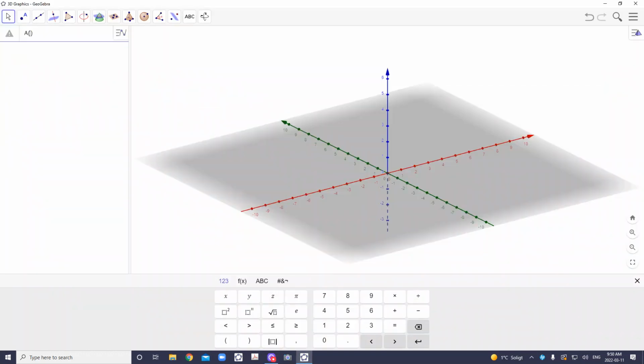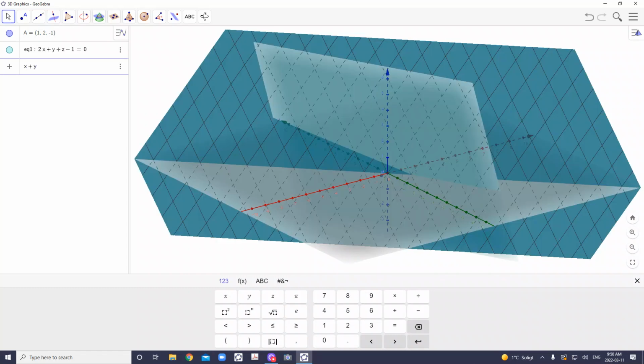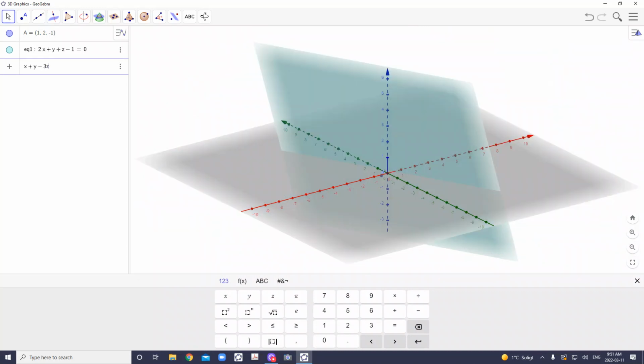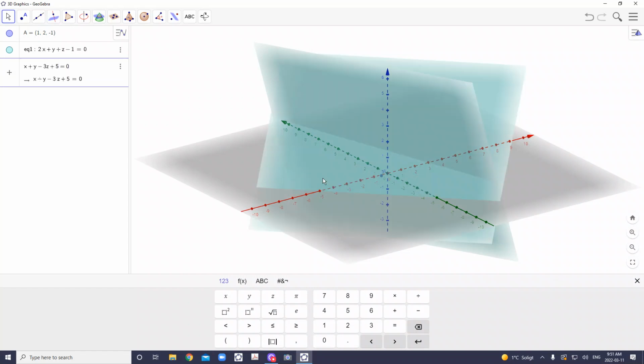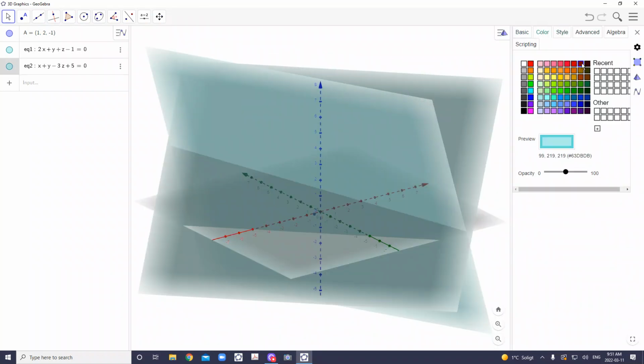Okay, so the previous problem A was what? 1, 2, and minus 1. That is my point. And then I had two planes. One was 2x plus y plus z minus 1 equals 0. And the other plane that I had was x plus y minus 3z plus 5 equals 0. Okay, so let me change the color of one of them so we are not confused.